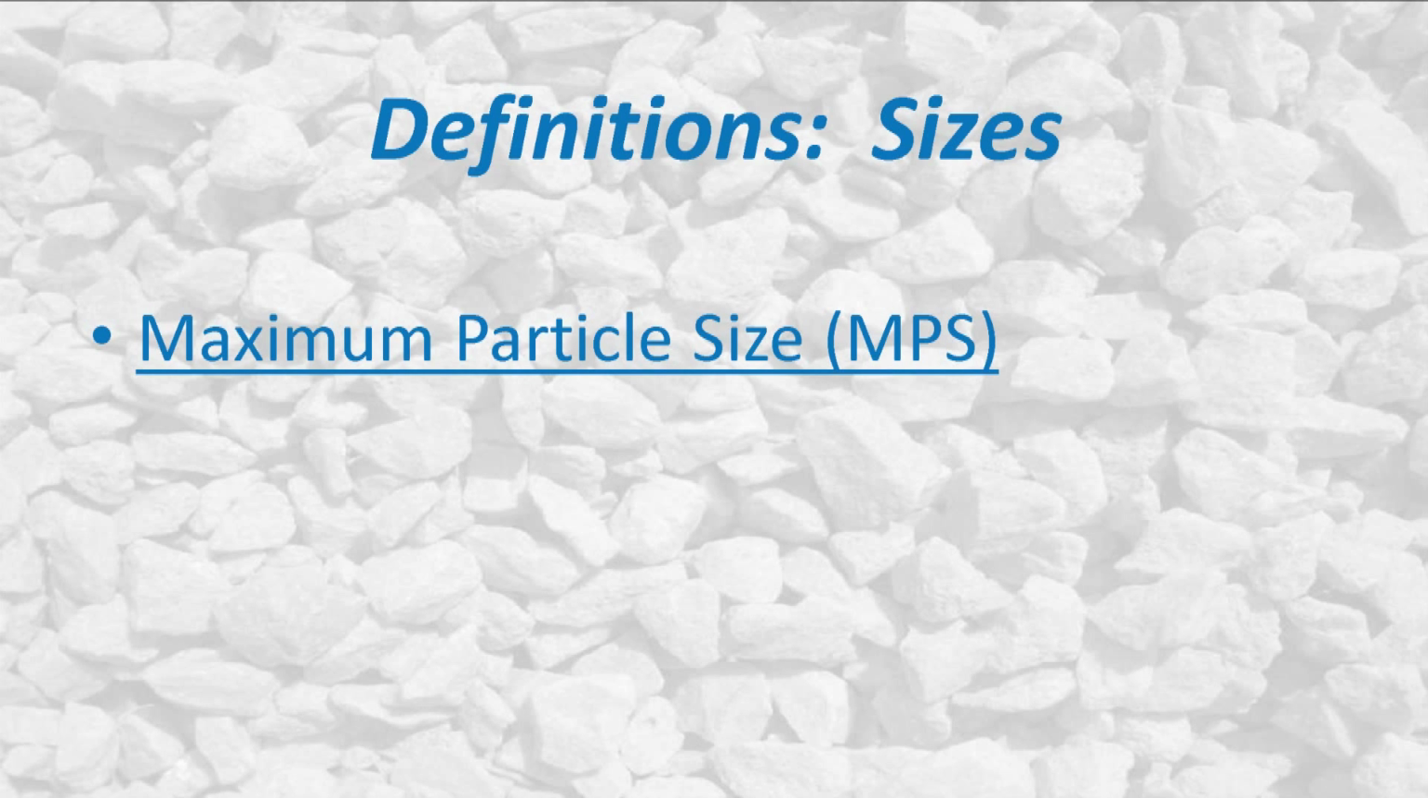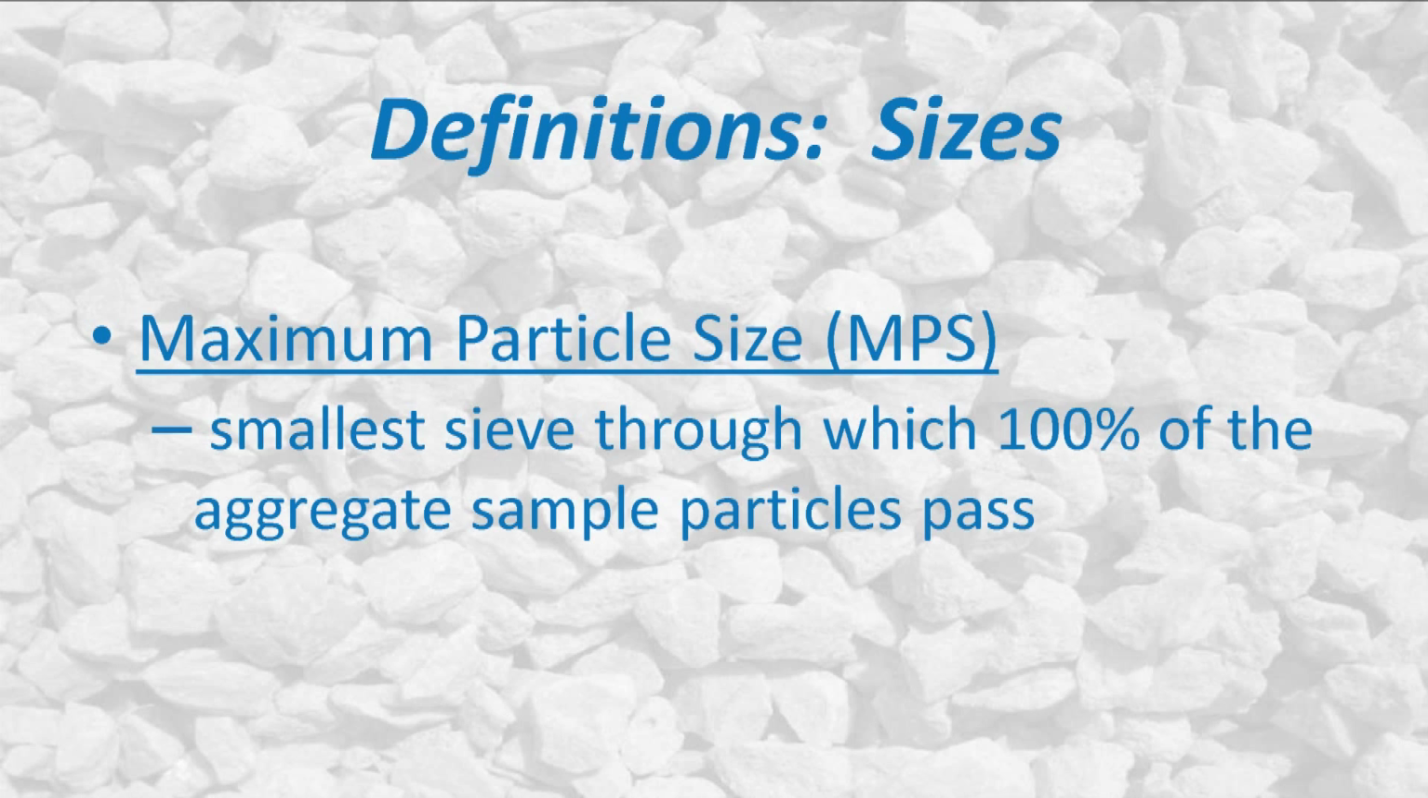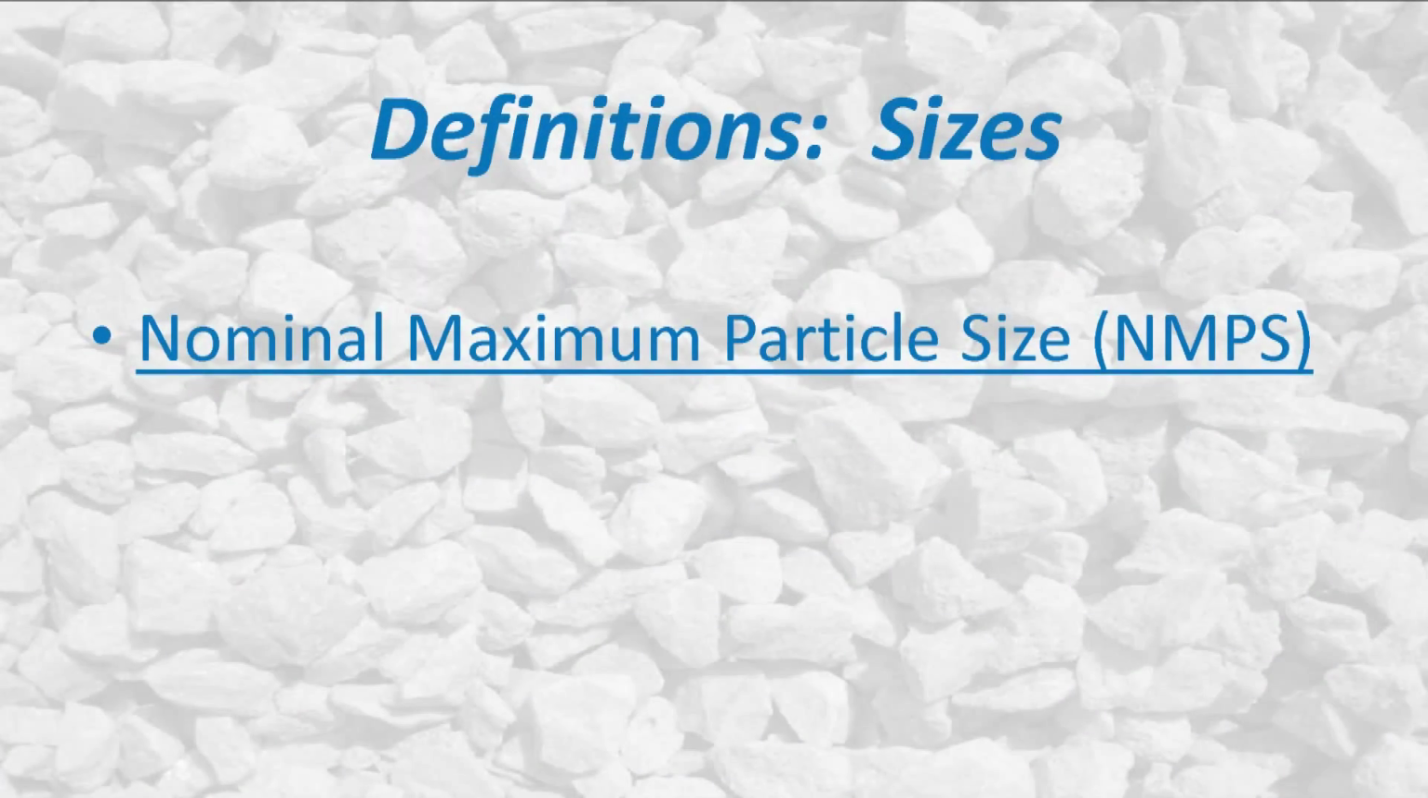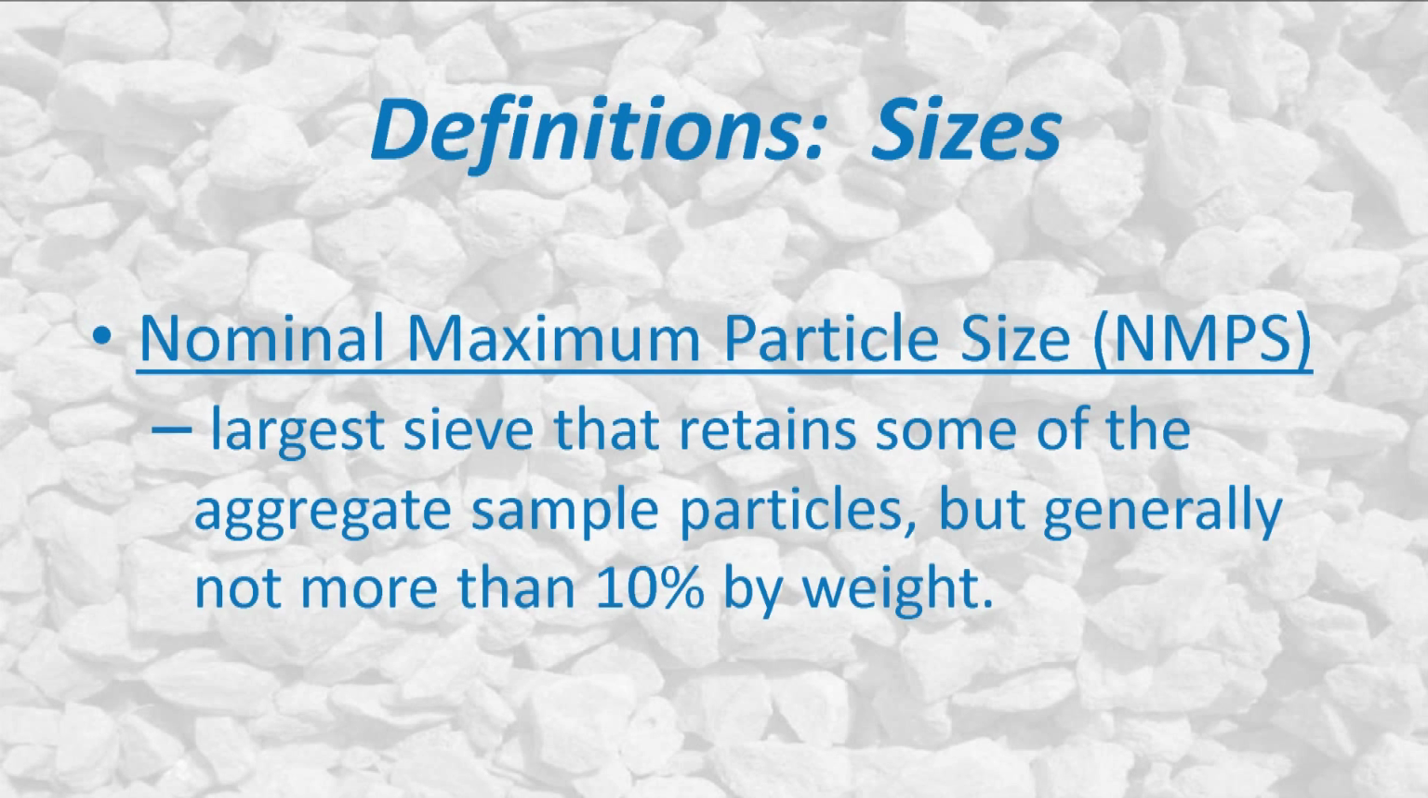Maximum particle size, or MPS. This is defined as the smallest sieve through which 100% of the aggregate sample particles pass. Nominal maximum particle size, or NMPS. This is defined as the largest sieve that retains some of the aggregate particles, but generally not more than 10% by weight.